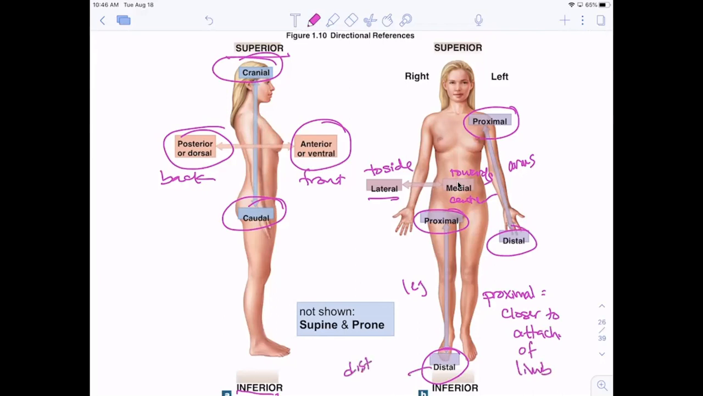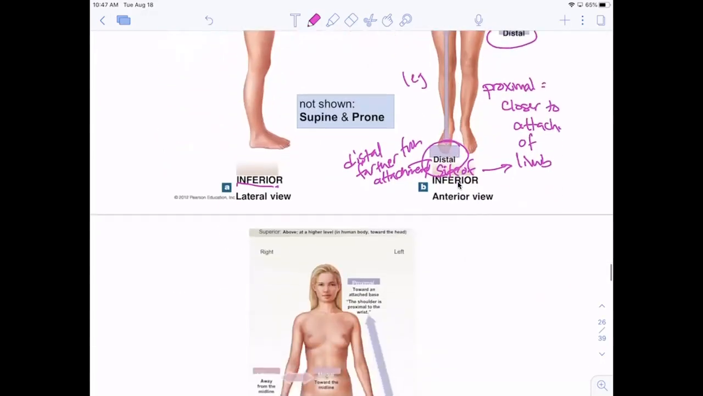Distal, farther from attachment site of limb. So that's when we use proximal or distal, right? So the pollex is distal to the axilla or to the antecubital area, right? Antecubital area is distal to the axilla. So they're relative to kind of what you're talking about.